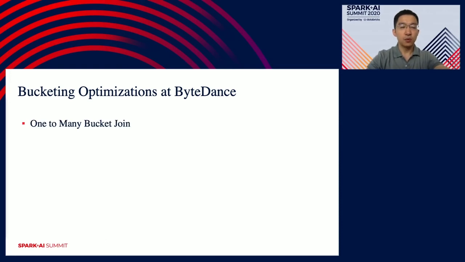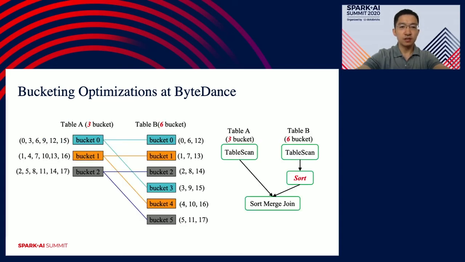The next thing we do is support the one-to-many bucket join. Let us take this as an example. For table A, there are three buckets, and for table B, there are 6 buckets. If we join them in Spark, an extra exchange will be needed because they have different bucket numbers. But in our company, we need to support this case without exchange.